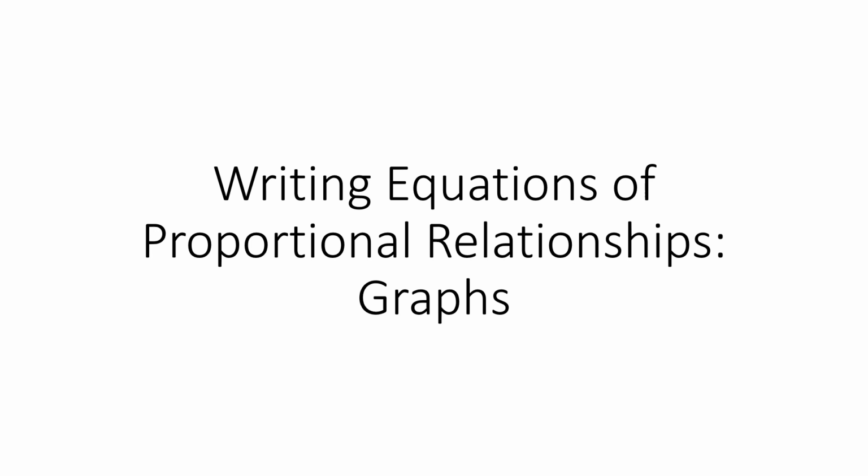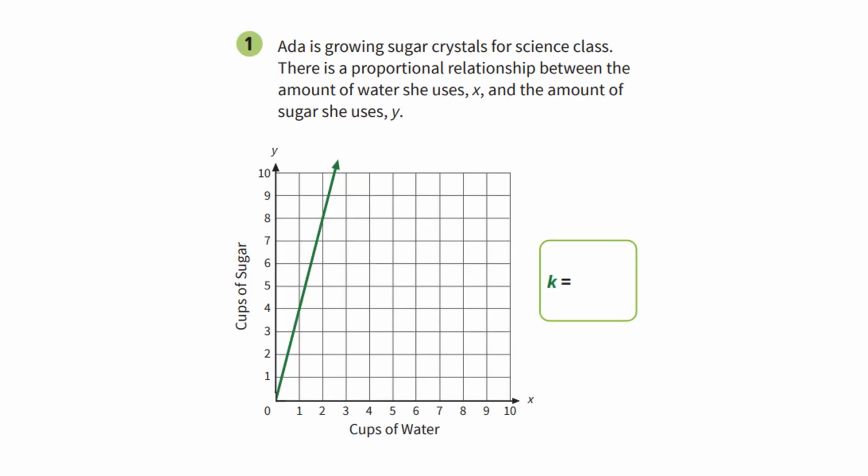This instructional video is on writing equations of proportional relationships in the form of a graph. Number 1. Ada is growing sugar crystals for science class. There's a proportional relationship between the amount of water she uses, X, and the amount of sugar she uses, Y.